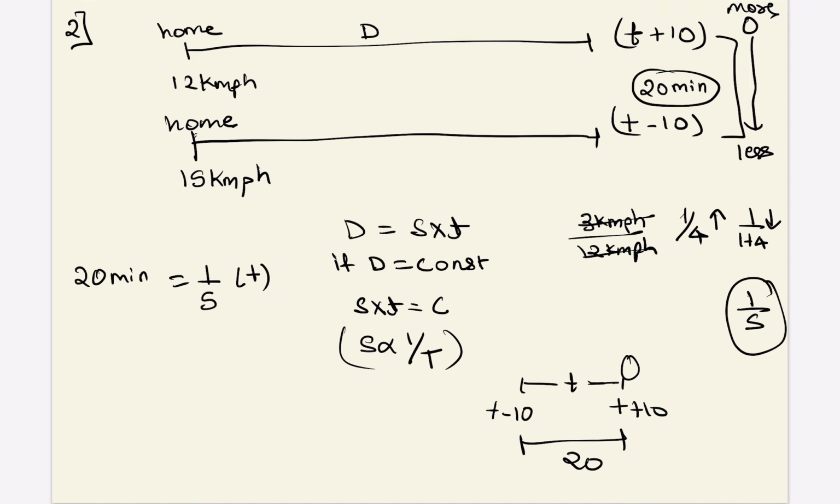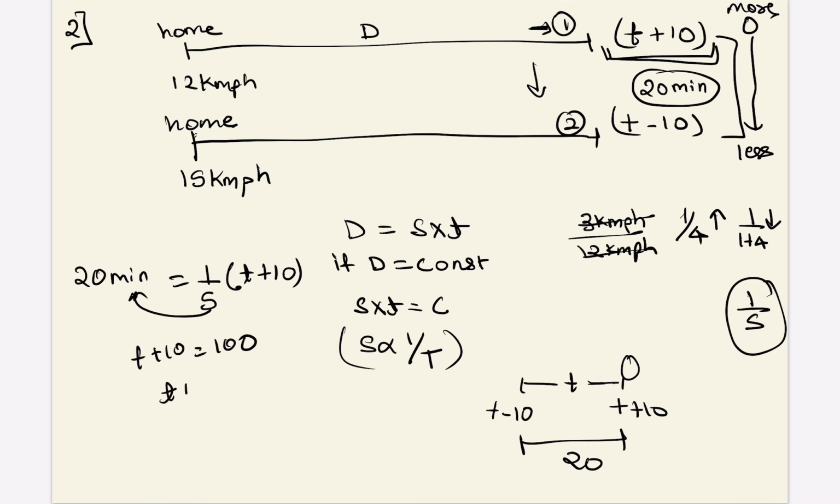It was 1 by 5 of t, which was the initial time frame. Always take this as the time frame. This was the initial time. We took this as case 1, this as case 2, and there is a 20-minute difference. So 1 by 5 of t plus 10 becomes 20, so t plus 10 becomes 100. I'm sorry, there is a mistake here. So t plus 10 is 100, and I get t as 90.